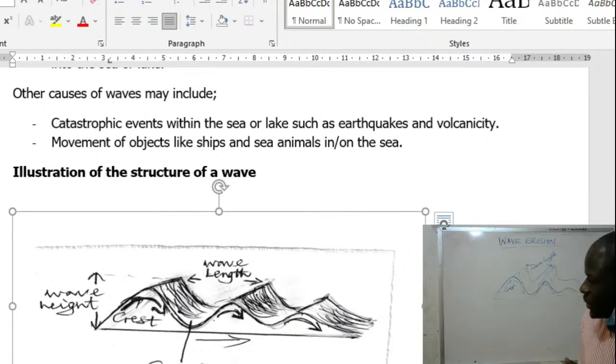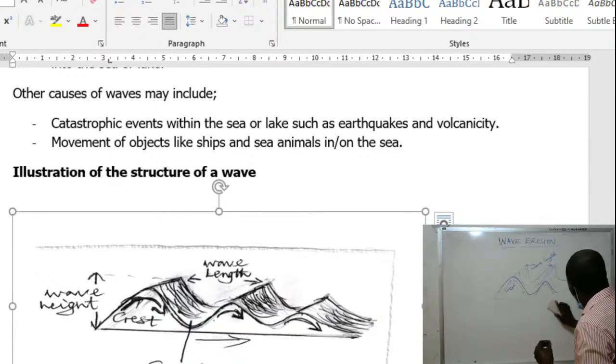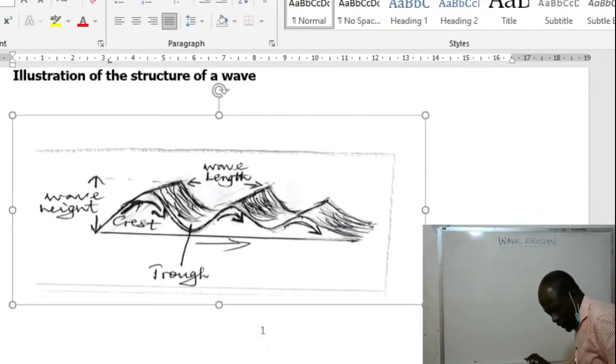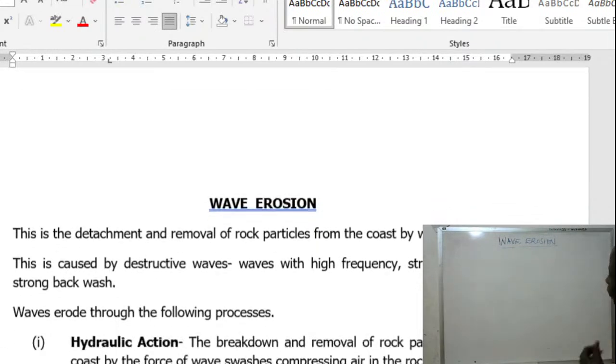What are these landforms? The landforms that form along the coast as a result of wave erosion, because we are looking at wave erosion as one of the processes or actions that take place along the coast to form landforms. So our target is what landforms develop as a result of wave erosion along the coast.